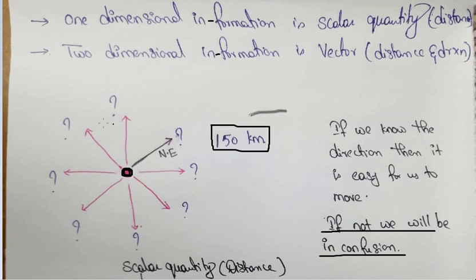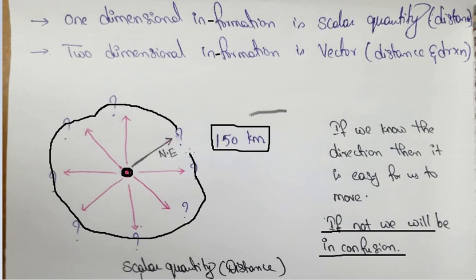To which direction I need to move, I don't know, right? Whether he's in the northeast or north or west or south or east, I don't know in which direction to move in order to reach him. So this is incomplete information, only half of the information I got. So I'm terming it as one-dimensional information and I'm stating it as a scalar quantity.